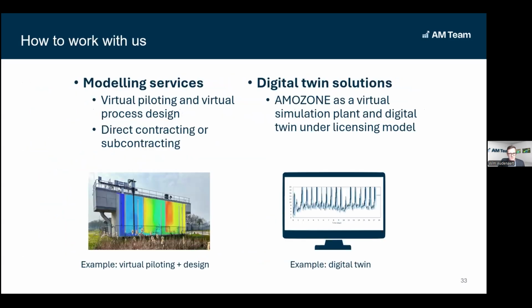Okay, I don't know if there's an additional slide. Yeah, it's how to work with us. We are working with two business models. The dominant one is modeling services. It's project-based. We are pulled into projects, either under direct contracting with utilities, for example, with EGLV, or as a subcontractor of bigger consortia. There are many ways possible.